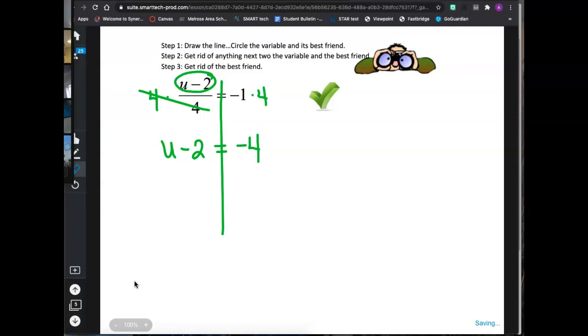Okay, now the variable wants to get rid of the best friend. How do we get rid of a minus 2? Some of you are doing this, right? With a plus 2. So we're going to put plus 2 on each side. And we're going to be really careful with negatives. So we end up with u equals negative 4 plus 2, which is negative 2.